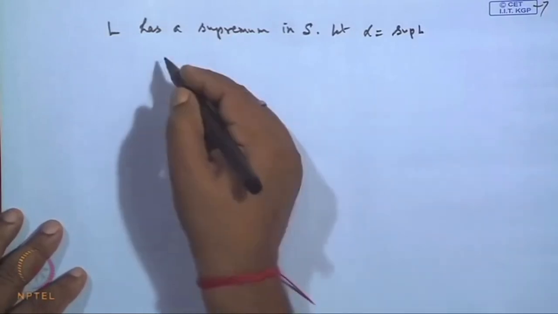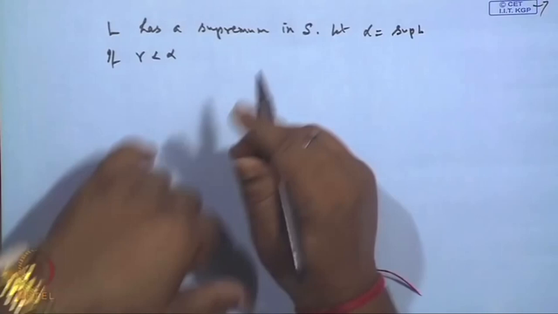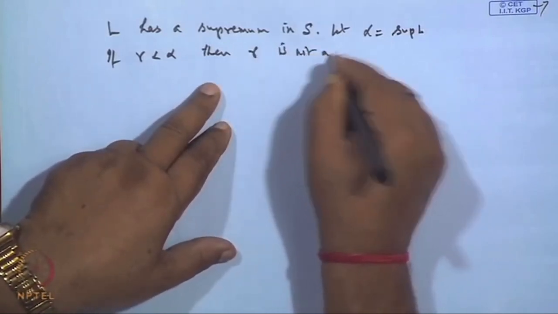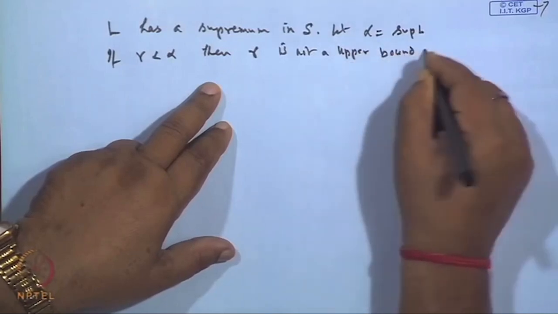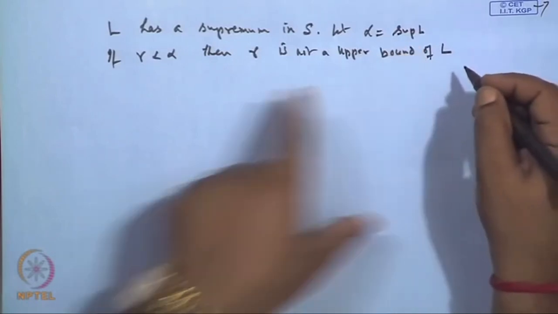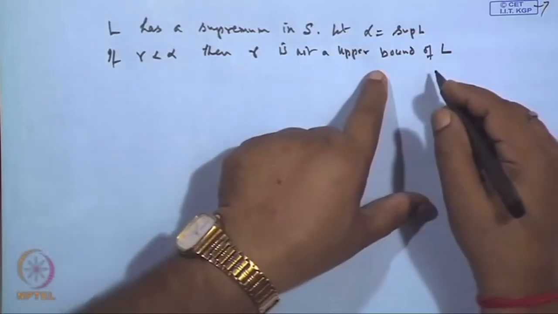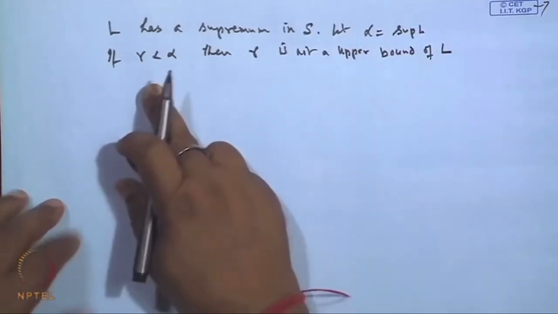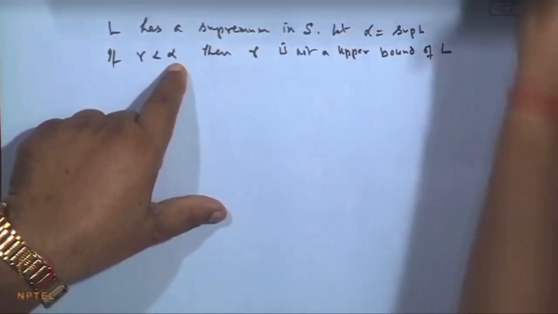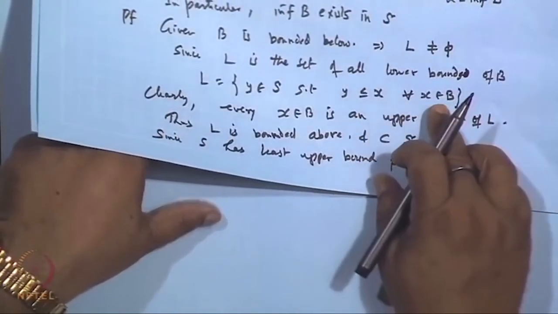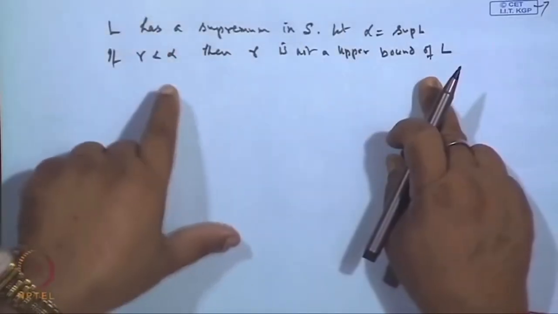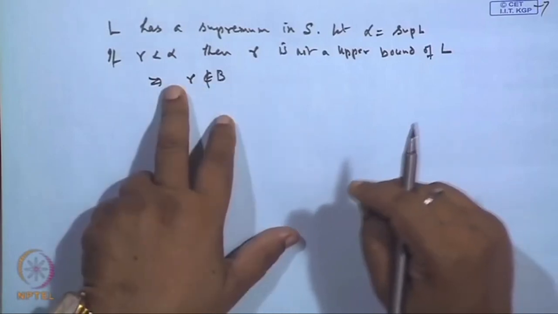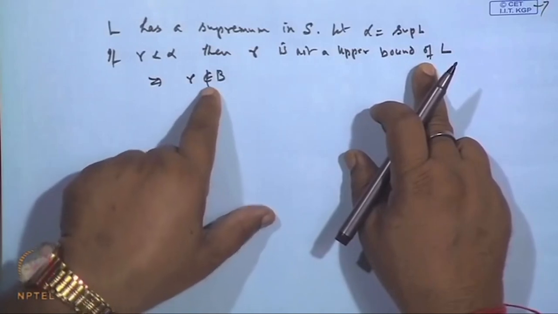Okay. Now, if gamma is any number less than alpha, then gamma is not an upper bound of L, because alpha is the least upper bound. So, if we take any number lower than alpha, then that cannot behave even as an upper bound for L. Otherwise, gamma would be the least upper bound. Hence, what is our B? B is the set of those points such that every point of it is an upper bound for L. And here gamma is not an upper bound for L. So, obviously, gamma cannot be a point in B, because all the points of B must be upper bounds, which we have shown, but gamma is not an upper bound of L, therefore, gamma cannot be a point of B.